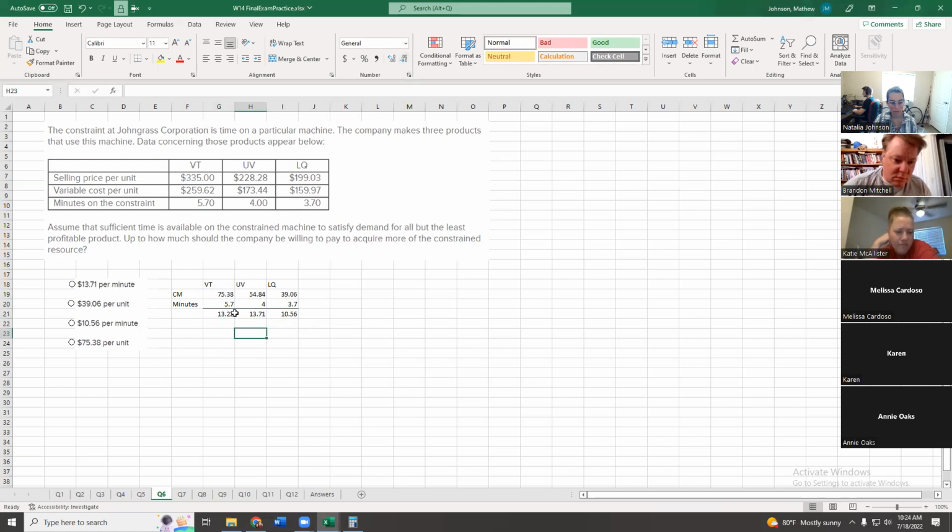Okay. So if we're ranking them, this will be number 1 because it gives the most, then number 2, number 3. But they're asking how much should the company be willing to pay to acquire more of the constrained resource? So which one is it?